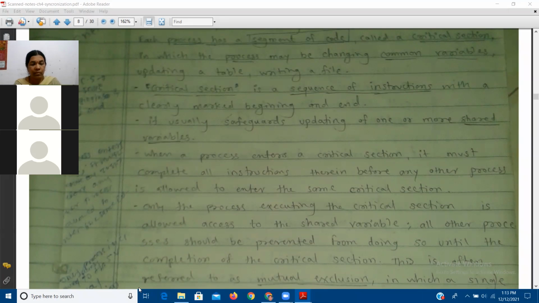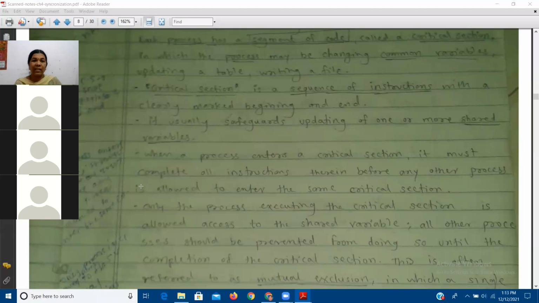Yes, ma'am. Okay, so this is nothing but the concept of critical section. I am repeating the same statement many times: each process has its own critical section. If there are n processes trying to access the common resource, then n critical sections will be there.